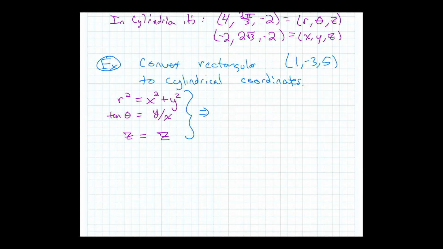So we got the r squared is supposed to be x squared plus y squared. So just fill in the numbers. 1 squared plus negative 3 squared. So that's going to be 10, right? 1 plus 9 is 10. But that is r squared. You need r, so you're going to have to take a square root.